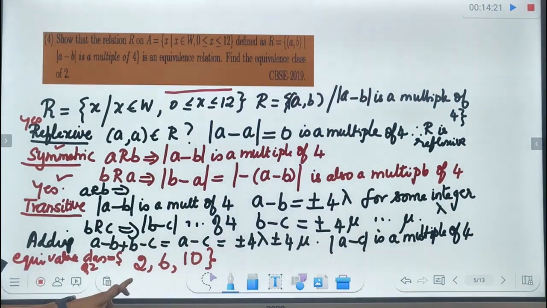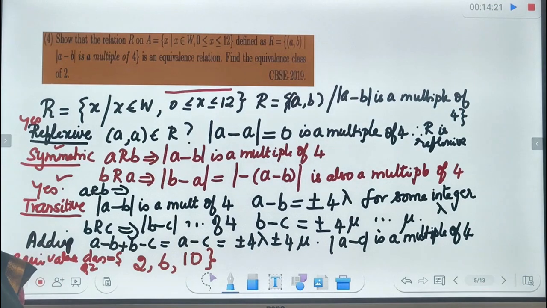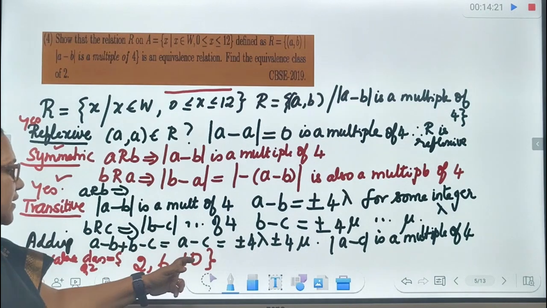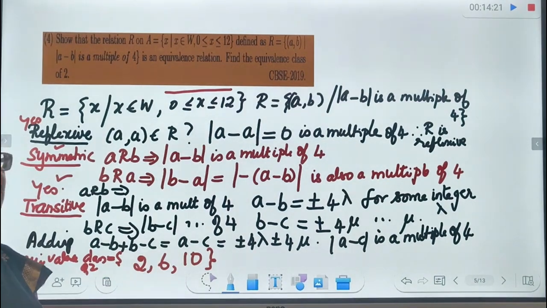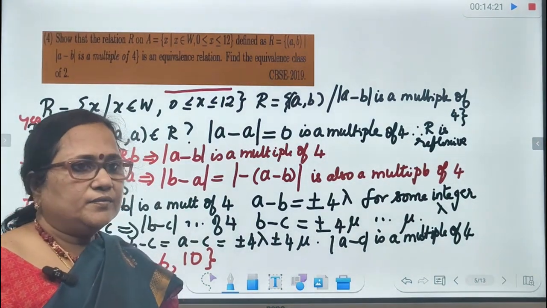2 minus 2 is 0, therefore it's a multiple of 4. 6 minus 2 is 4, since it's a multiple of 4, it's related. 10 minus 2, 10 minus 6, both are multiples of 4. So the equivalence class of 2 is given by 2, 6 and 10. Is it clear?